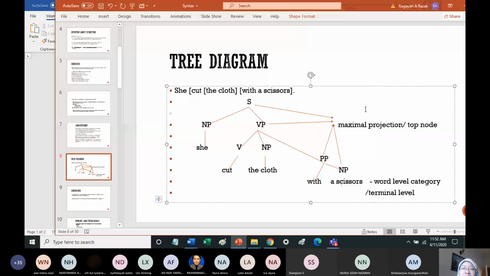Actually, another tree diagram that we can draw is number 7. She cut the cloth with the stripe. So if you draw, she cut the cloth with the stripe, with the stripe doesn't come out from the VP. Here you can see that the PP comes out from the VP, but in number 7, the PP comes out from the NP. Maybe next class I will show you. That's the difference. So you notice that with different meanings, there will be different structures because the structure is reflective of the meaning of the sentences.